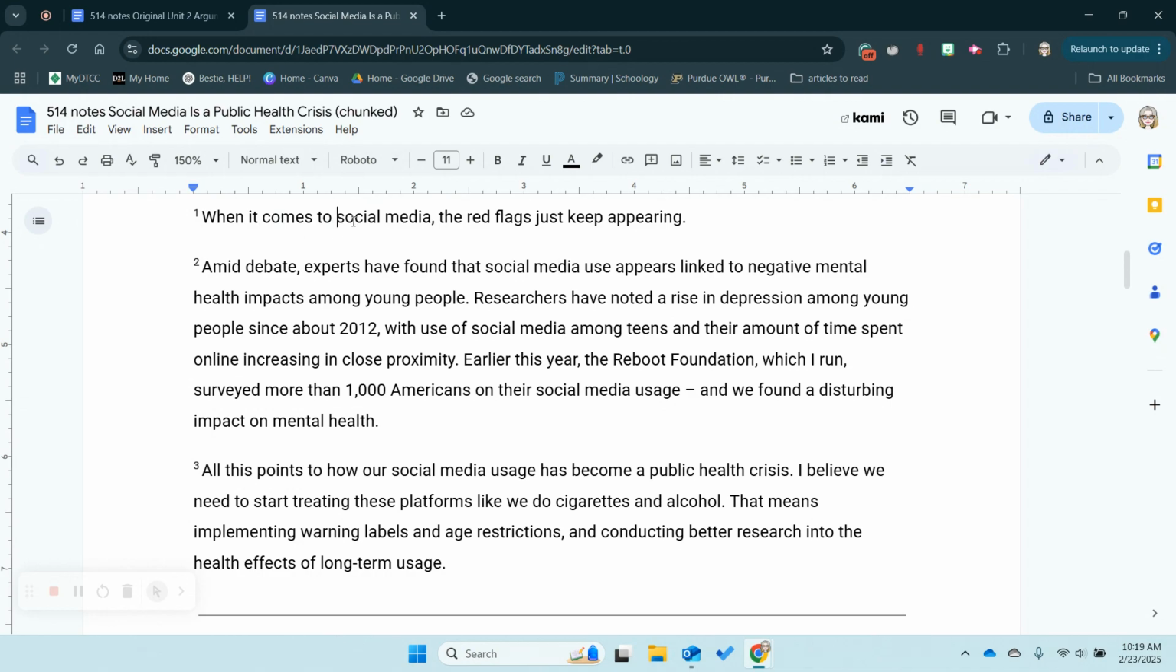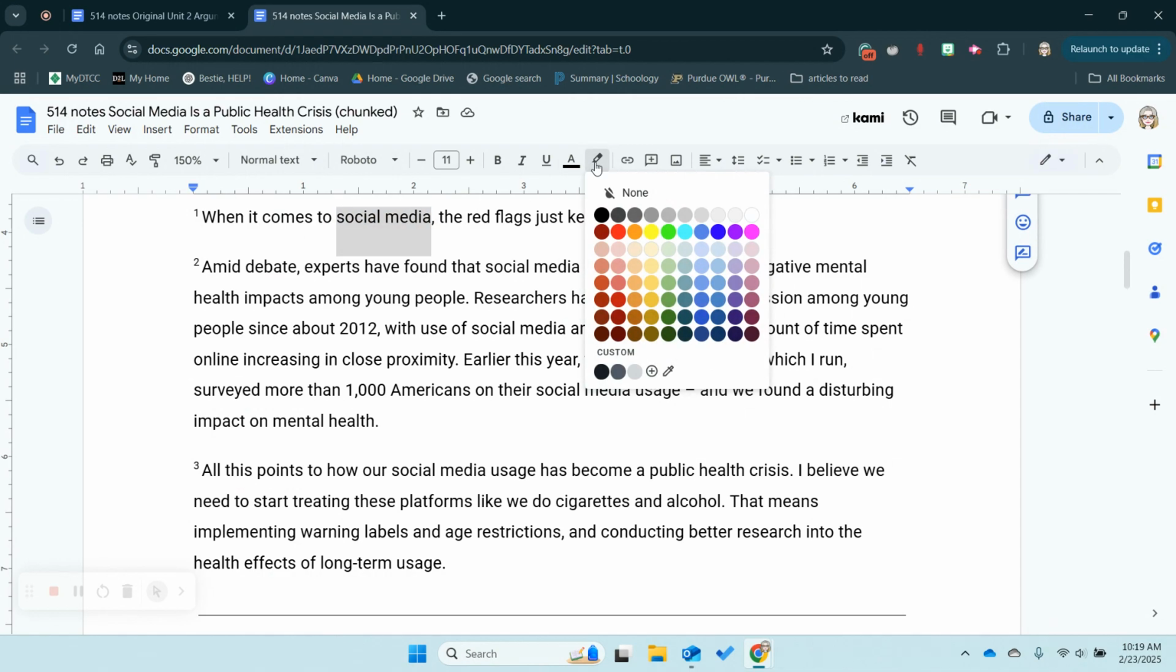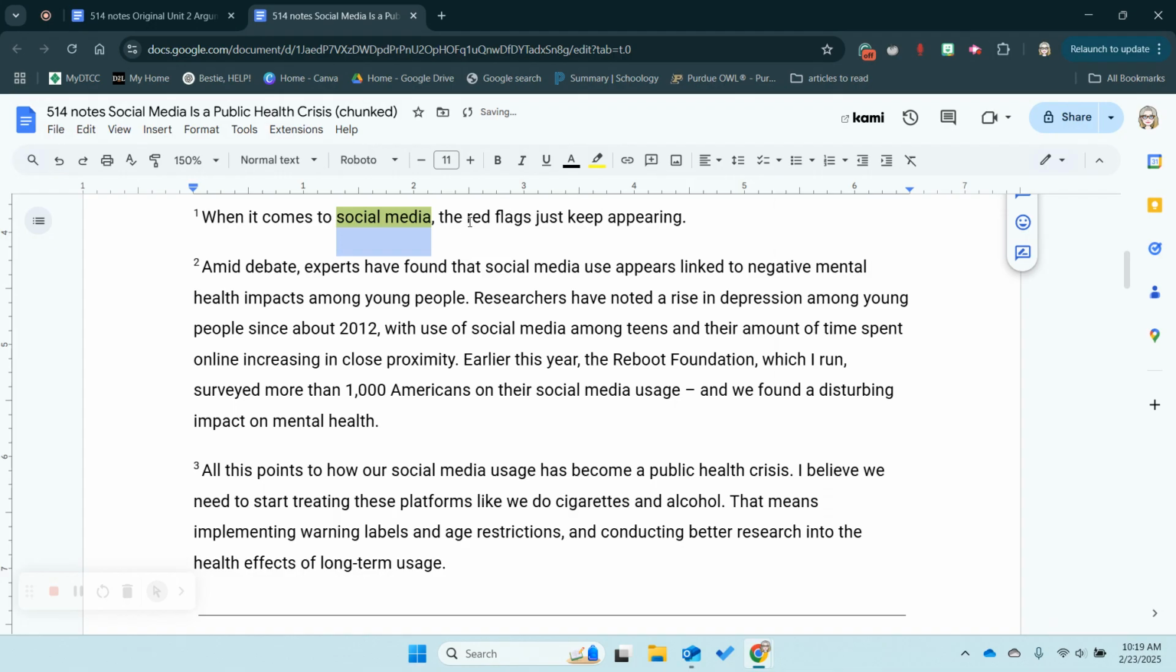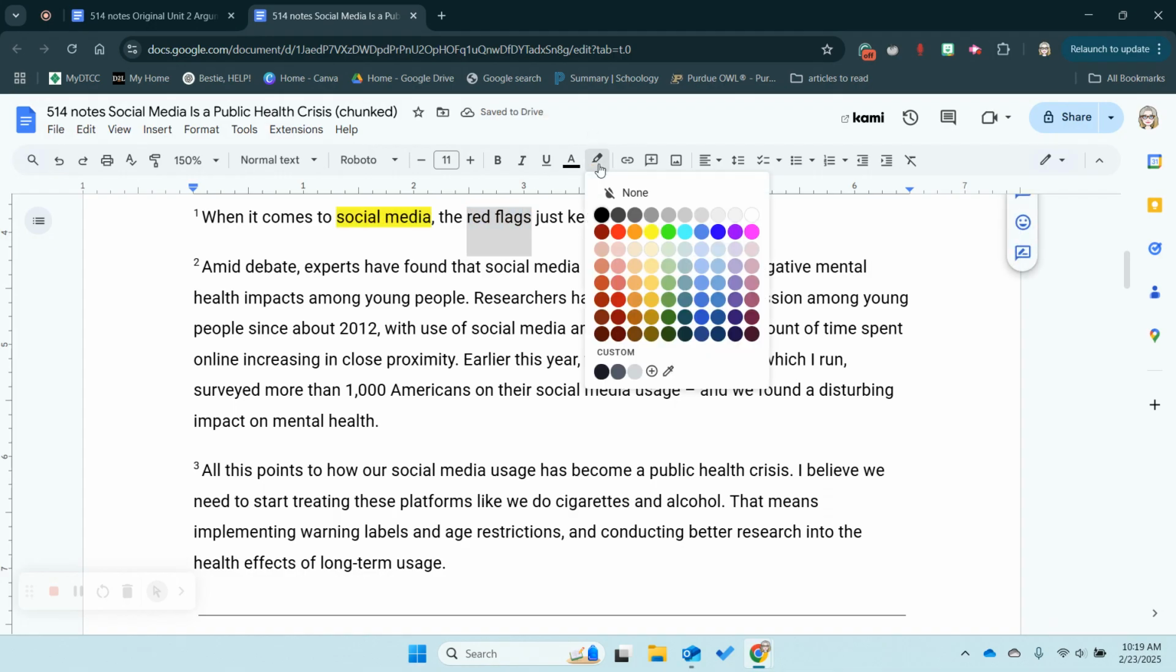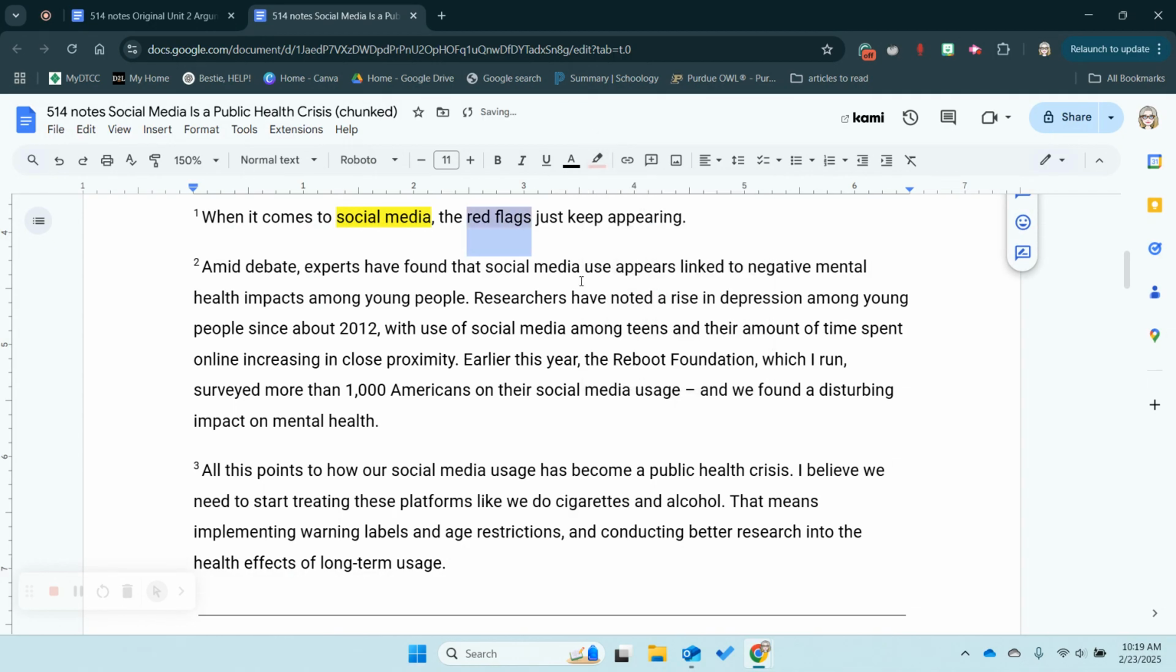All right, so we see social media. I probably don't need to highlight social media and negative effects because we know that that's going to come up a lot. I'll just do it this first time. Okay. Amid debate, experts have found that social media use appears linked to negative mental health impacts among young people.